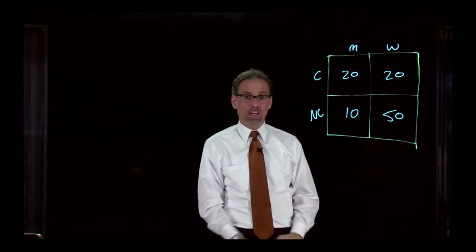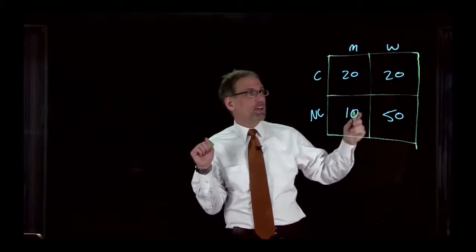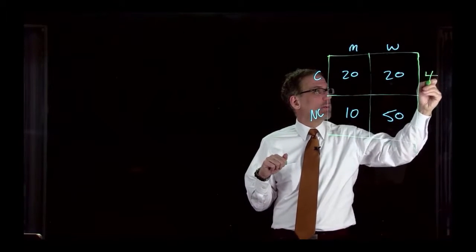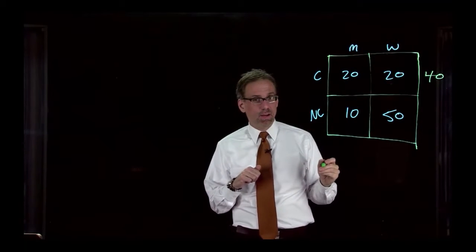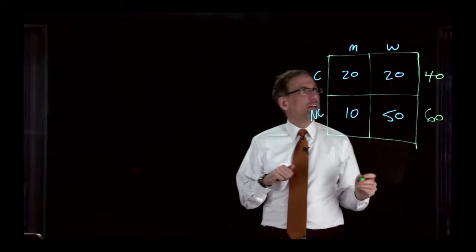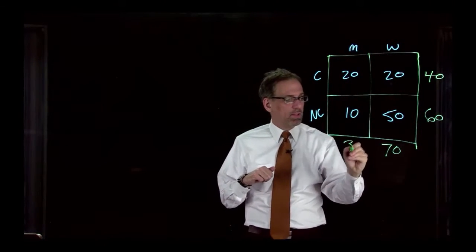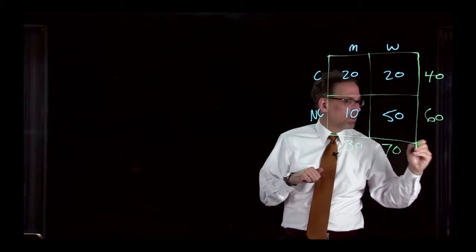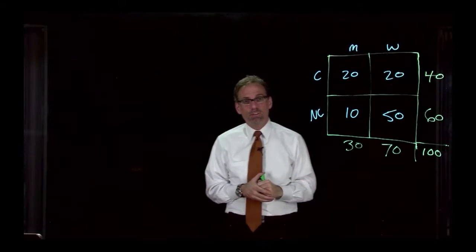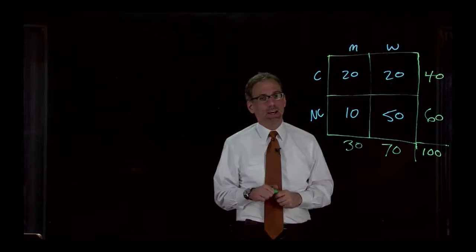Now how do I do that? Well, I have to construct those marginal values, and that's pretty straightforward. I just want to see how many total cheaters I had. That's 40. And I want to see how many people didn't cheat. I have 60, and then the total number of women is 70, and the total number of men is 30. And then the total number of people altogether is 100. Now I've got my marginal values, and I can use those to create the expected values.